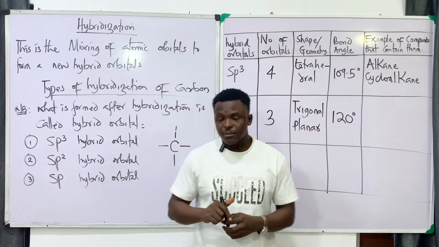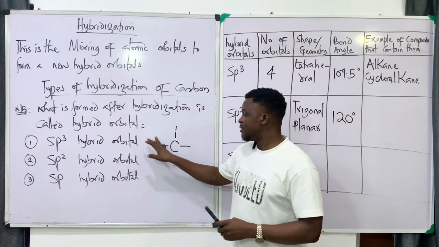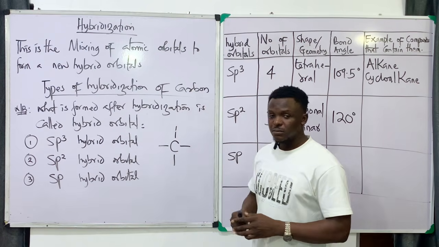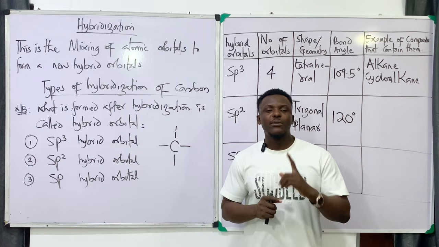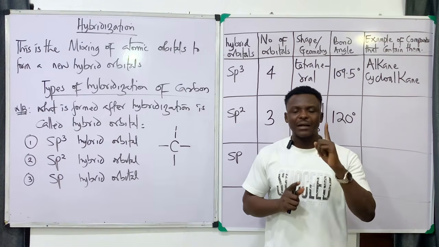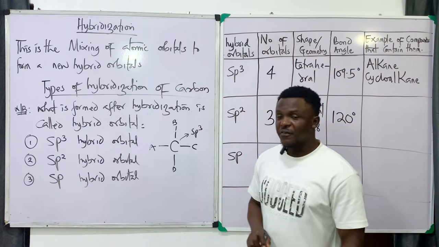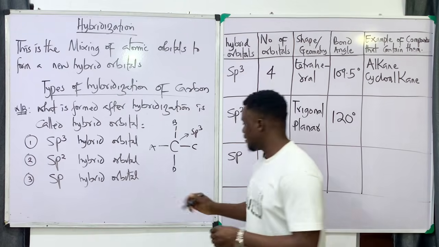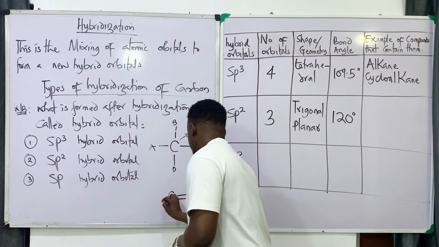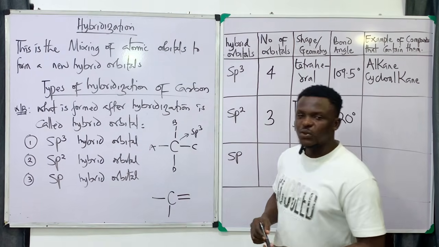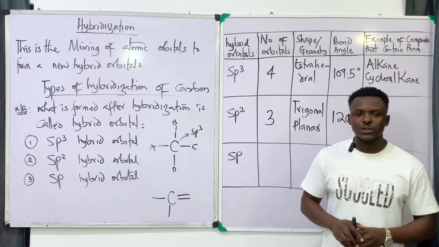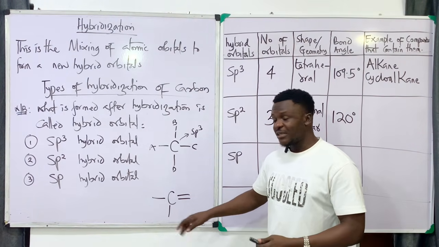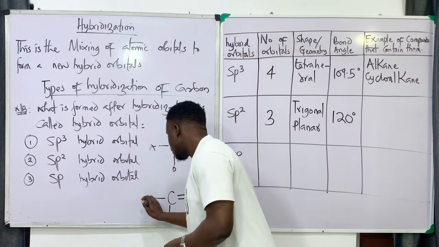Now listen, for sp3 we said the carbon atom has to have single bonds all through. Now for sp2, the carbon atom needs to have 1 double bond. In the case of sp2, the carbon needs to have a double bond, all right? So sp2 carbon needs to have at most 1 double bond. This is what we have here, and it must be attached to 3 atoms.